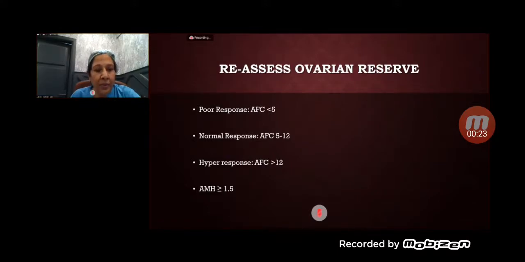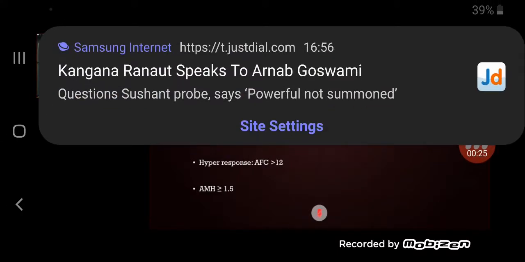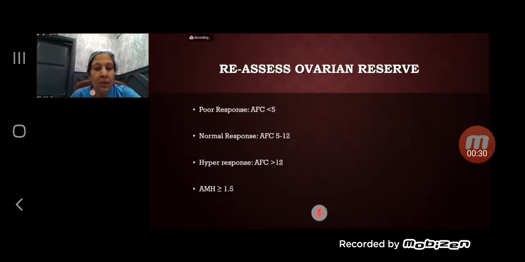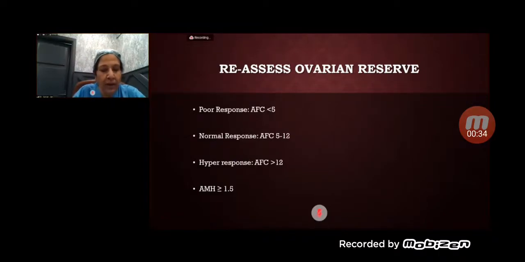So a poor ovarian response, a normal responder or a hyper responder can be checked very easily with antral follicle count, which is done on day 2 of the periods, and an AMH of at least 1.5 is a good indicator.